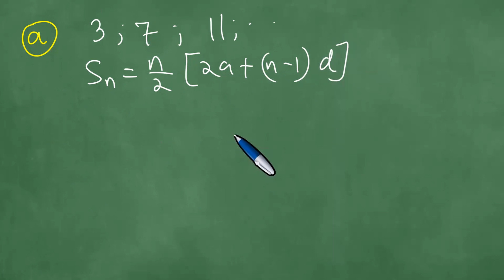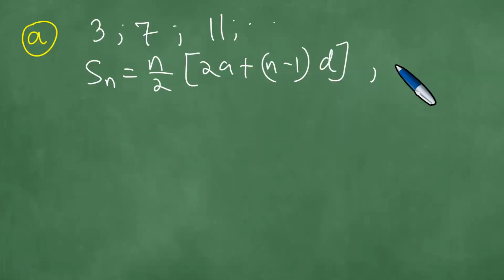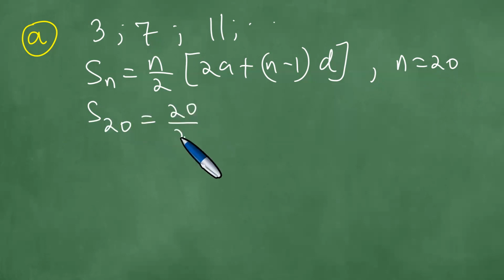But what do we need also? We have been told that we must calculate the sum to 20 terms, meaning that we're dealing with 20 terms here. N is 20. So we're going to come here and put 20 here, which is 20 over 2 into 2 times the first term. The first one is 3.